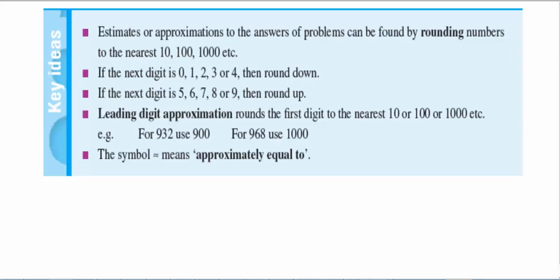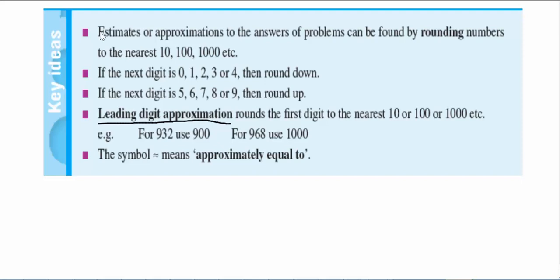When you estimate, you don't get exact answers, you're just rounding to the nearest 10 or 100 or 1,000 or something like that. Estimates or approximations to the answers of problems can be found by rounding numbers to the nearest 10, 100 or 1,000. If the next digit is 4 or less, so 0, 1, 2, 3 or 4, then you always round down. If the next digit is 5 or above, so 5, 6, 7, 8 or 9, then you round up to the next number.